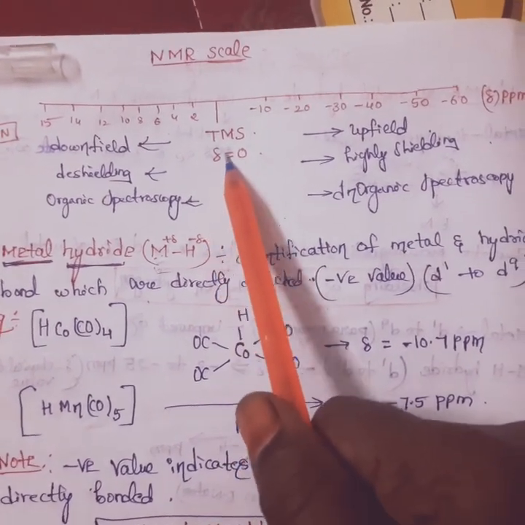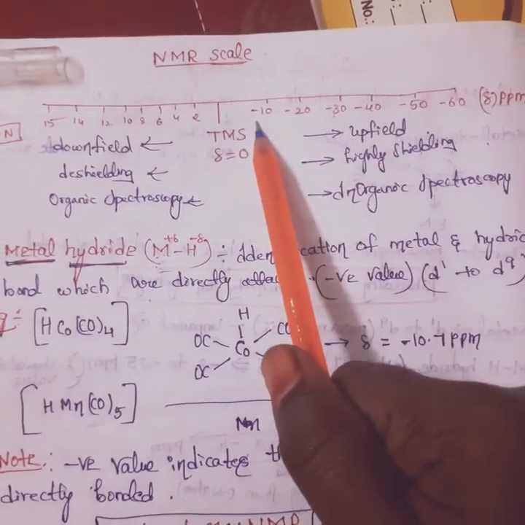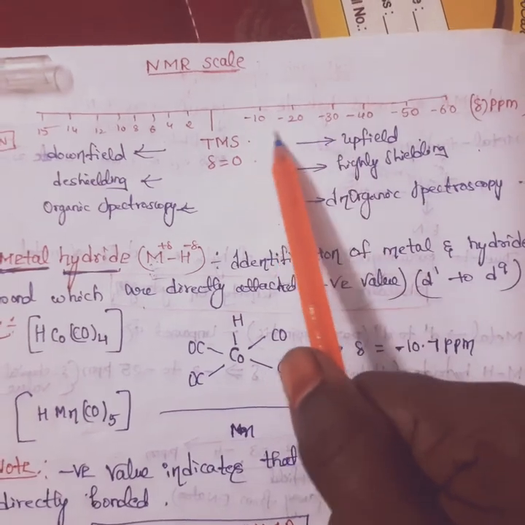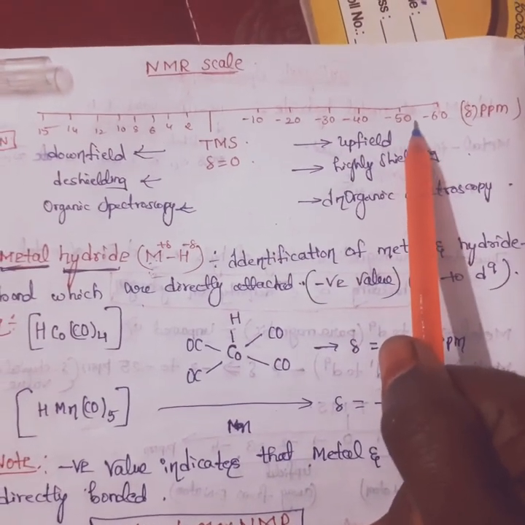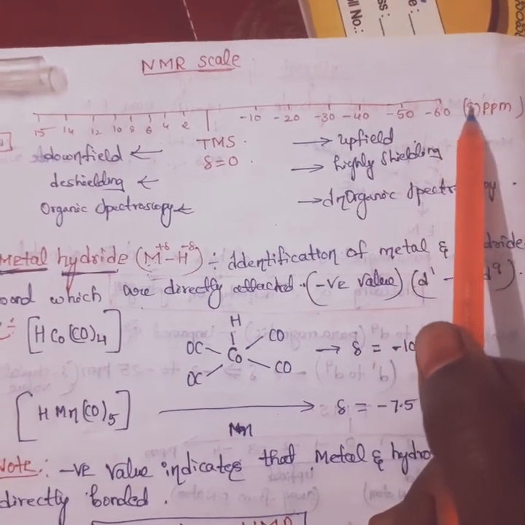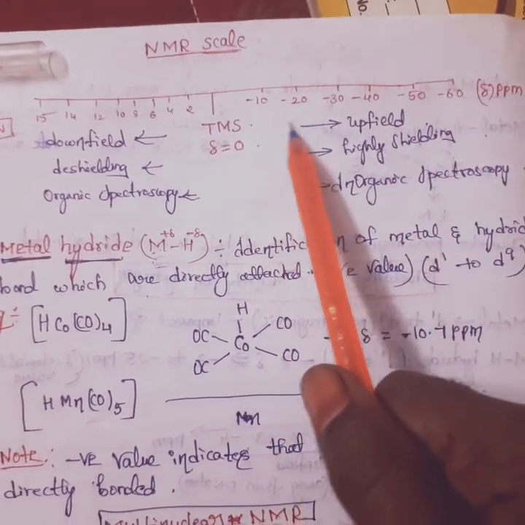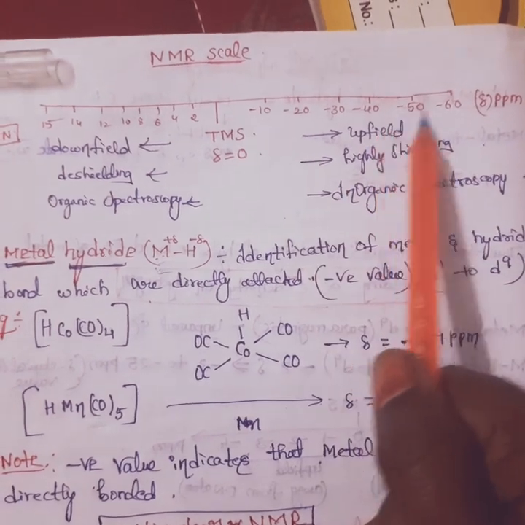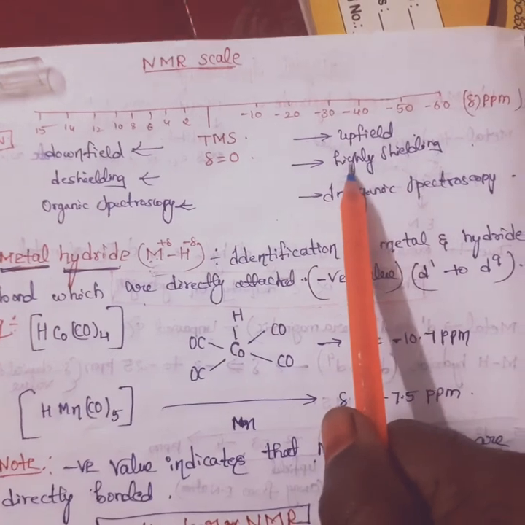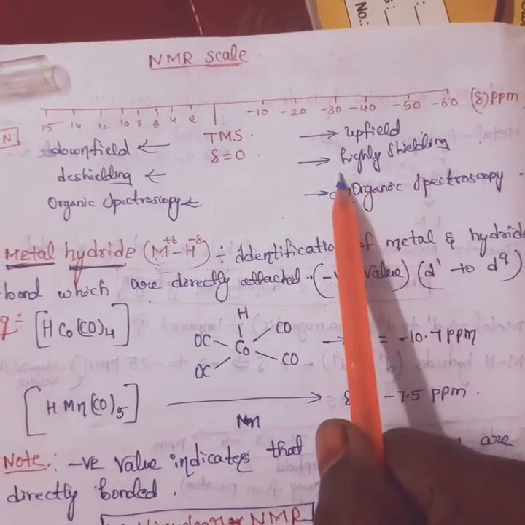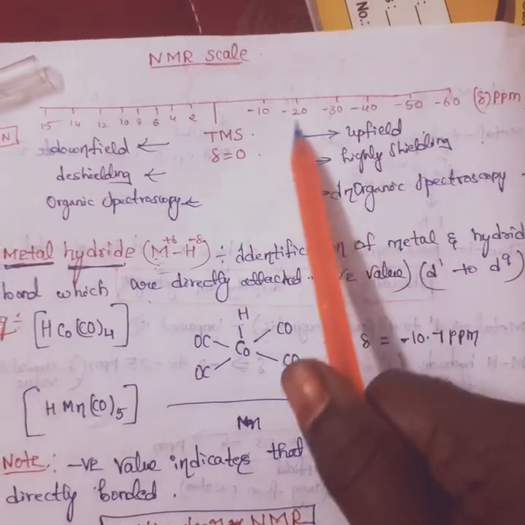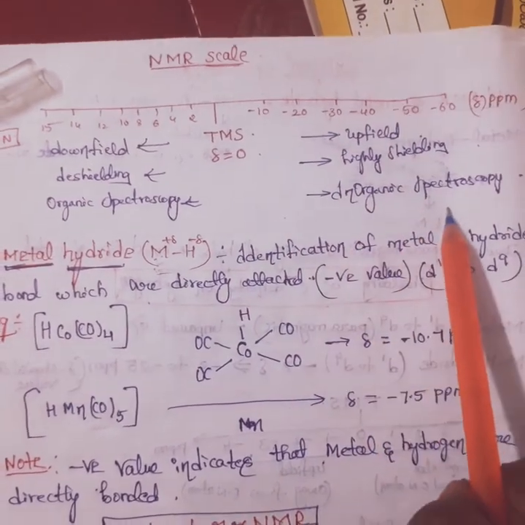Whenever we move towards the right side, here we will get negative values. These are the chemical shift values, and the units of chemical shift values are parts per million. Whenever we move towards the negative value side, this is upfield. Upfield means highly shielded region, and this is mostly used in inorganic spectroscopy.